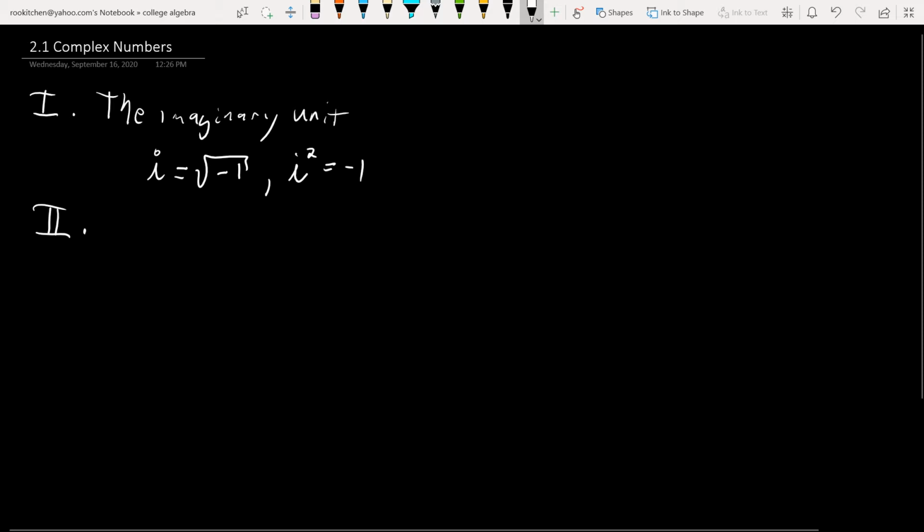Now we can define the complex number. The complex number is basically just a real number plus this imaginary part. All the numbers that you dealt with, all the real numbers, are actually complex numbers. It's just that the imaginary part is 0. So it just gives us an extra dimension to work with.